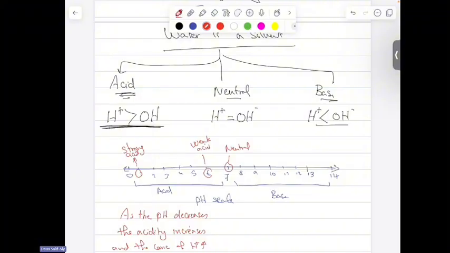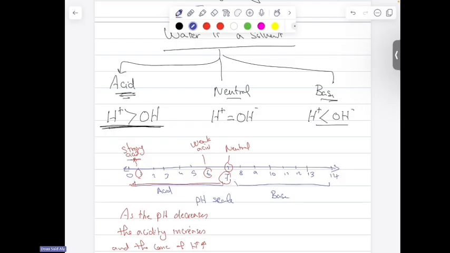So again, girls, as the pH decreases from 7, what happens? The acidity increases. As I mentioned, number 1 is the strongest acid. And when the acidity increases, it means that the concentration of the hydrogen ions increases.